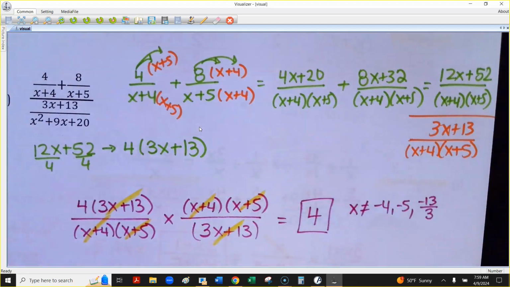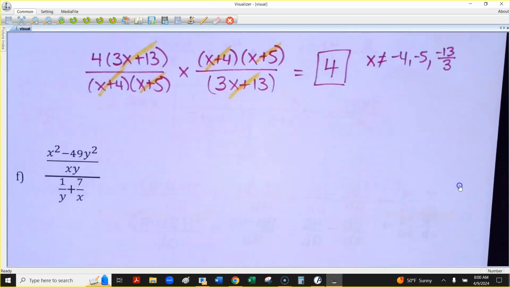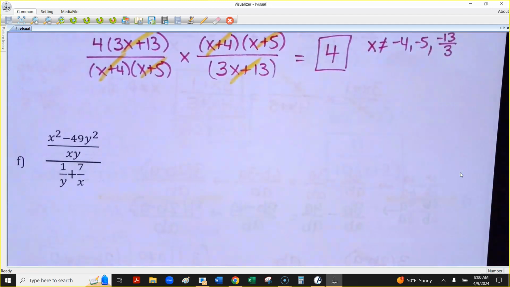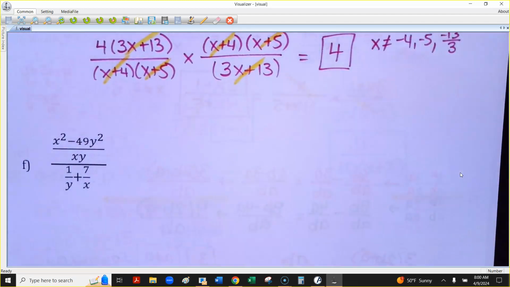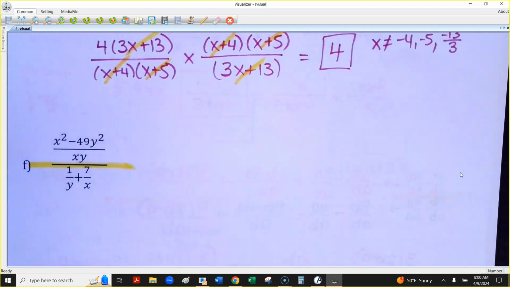Okay, this last one, I'm not going to lie to you, this last one is super weird. And then we'll be done. All right, so let me have you guys just look at the top of the fraction for 1 second.